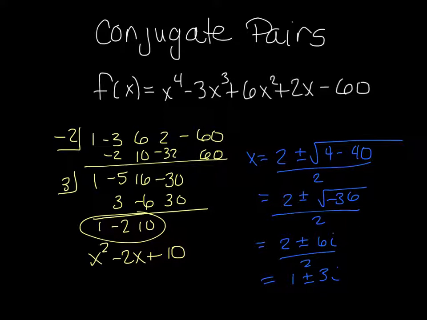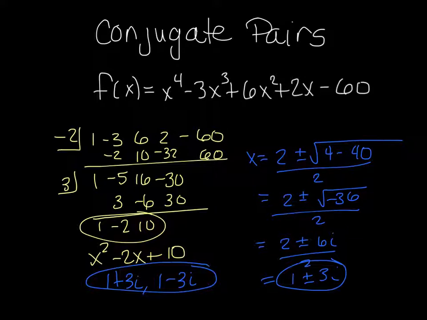Now, the whole reason I went through this is I want us to see this. I get 1 plus 3i and I get 1 minus 3i. Those are called conjugates. Conjugates are when in front of the i you have different signs, but otherwise everything else is the same. It's 1 plus 3i and it's 1 minus 3i. Otherwise everything else is the same.